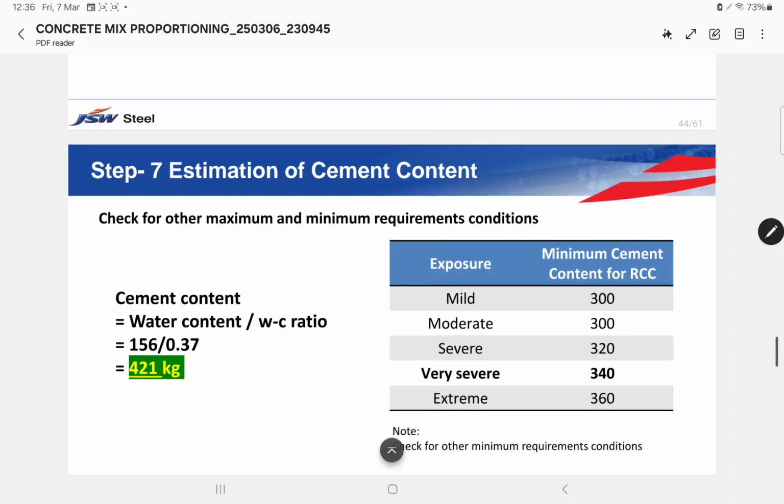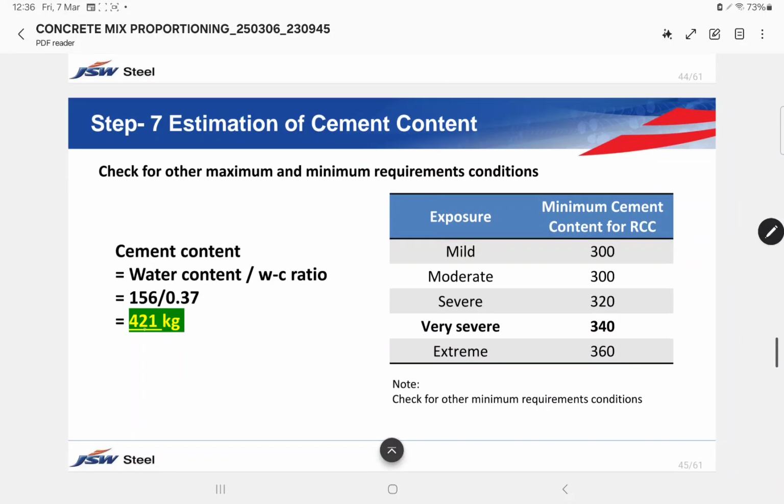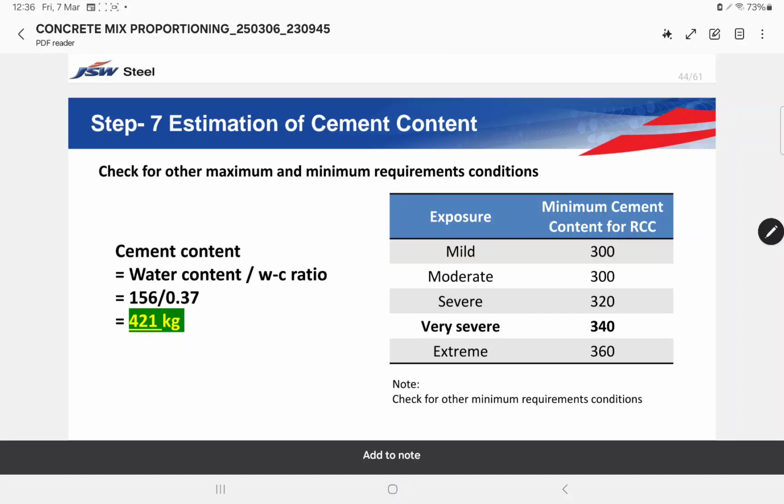Again you compare it with your minimum cement content requirement. Your minimum is 340 and it is above that, so it is okay. And for your maximum cement content requirement, the maximum allowable cement content for OPC is 450, and it is below that. So finally you have reached your cement content.